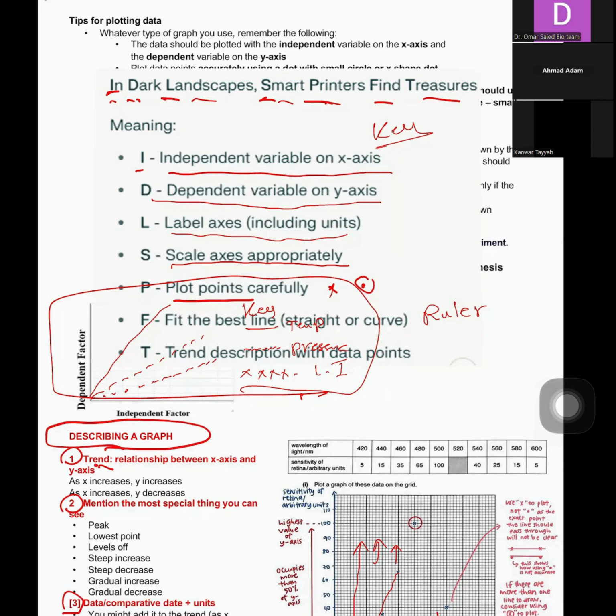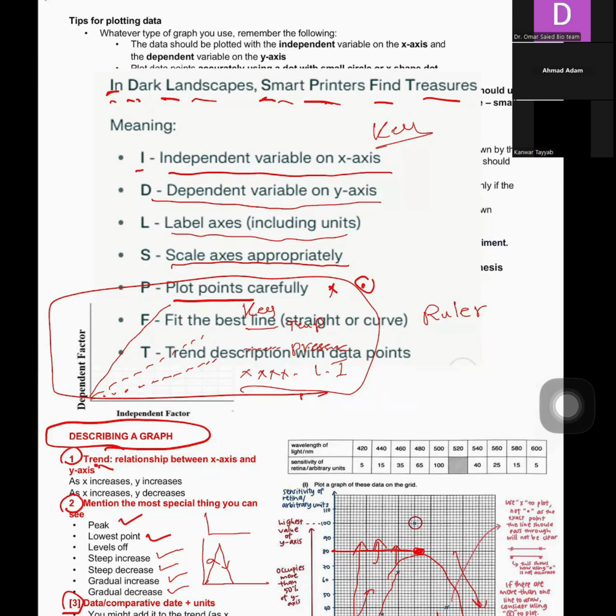Number two, you have to mention the peak. Where is the peak? And you have to understand how to get it. You have to mention the lowest point for enzyme activity, for example. When it's declining, when it's increasing, the steep slope, the steep decrease, is it gradual increasing? Is it gradual decreasing? For example, here we have a graph. Look, this is a steep increase, this is a steep decrease.